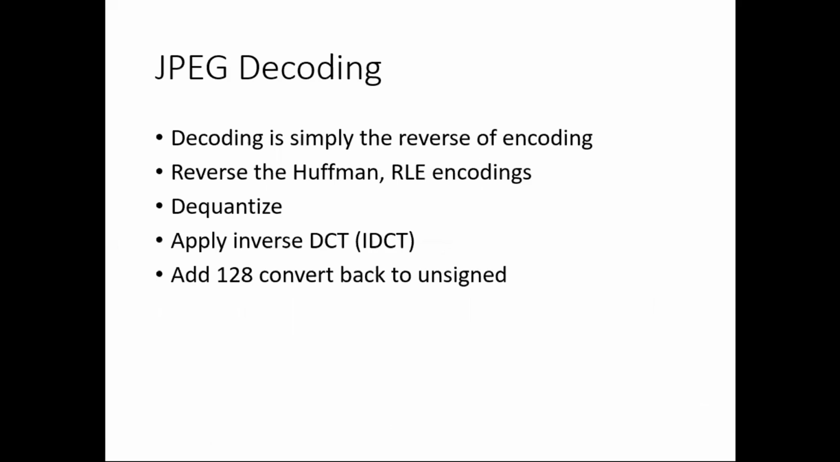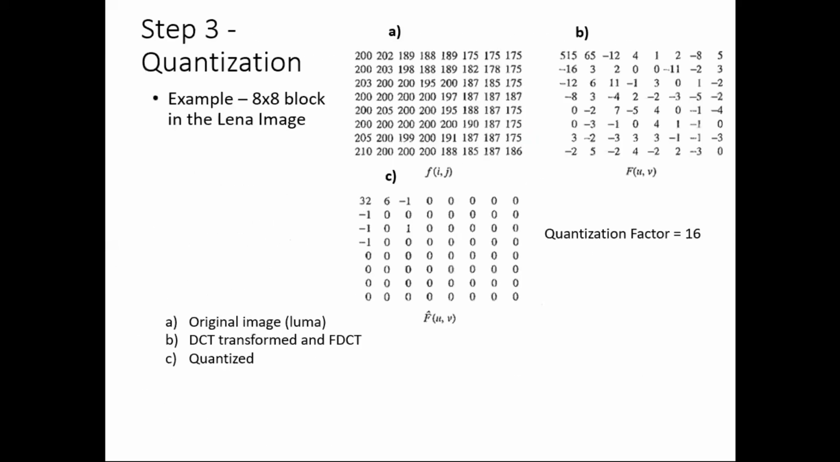As the first step, we are decoding, applying the reverse of the Huffman and run-length encoding. Then dequantize. Previously we divided by the quantization factor; in this case, we multiply using the quantization factor. Then apply the inverse discrete cosine transformation. Inverse. See this equation, right?